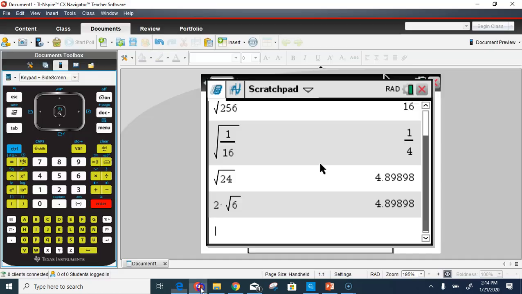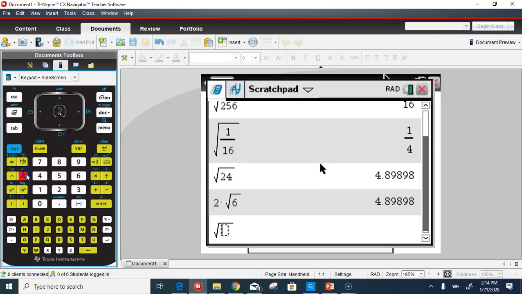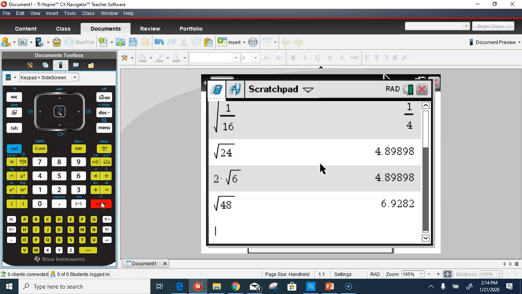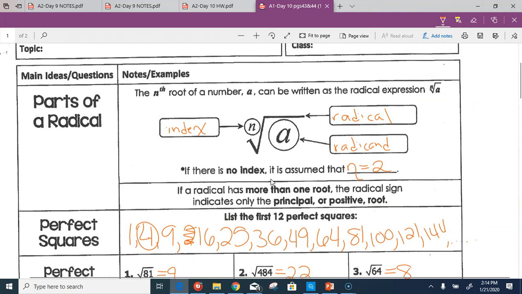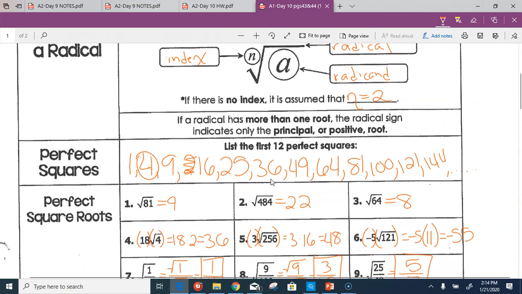So let's do number 11, the square root of 48. Square root of 48 as a decimal is approximately 6.92. Now I'm going to rewrite it as a simplified radical. So I need to find the biggest number from my list above that goes into 48. When I look at this list, what's the biggest number there that goes into 48? The biggest number this time is going to be 16.